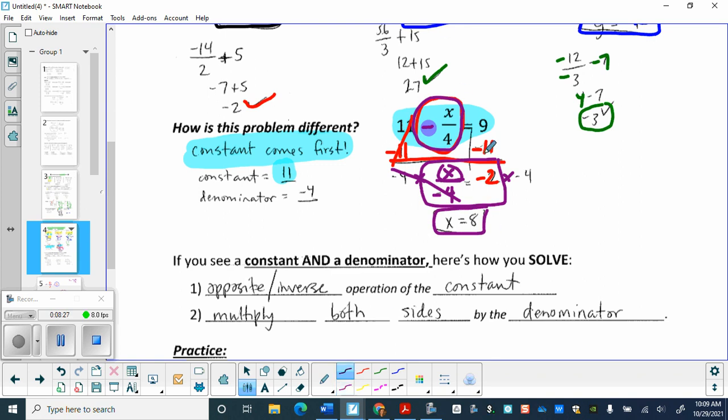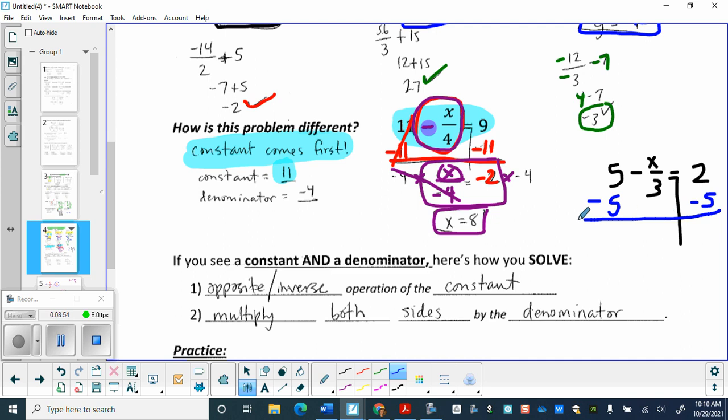So let's just make sure, if you saw another one like this, let's just say I had 5 minus x over 3, and let's just say this answer is a 2. So if you guys saw this one, even though it's not in your notes, let's practice what we would do. I see a denominator and a constant. So I'm going to get rid of the constant first.